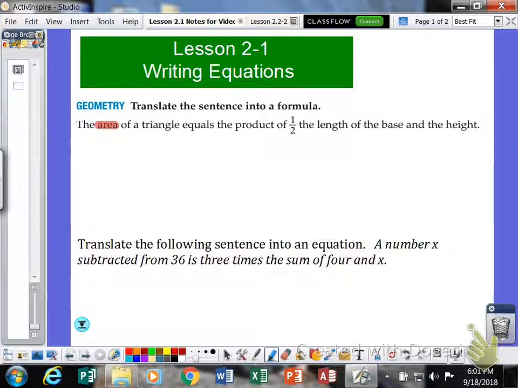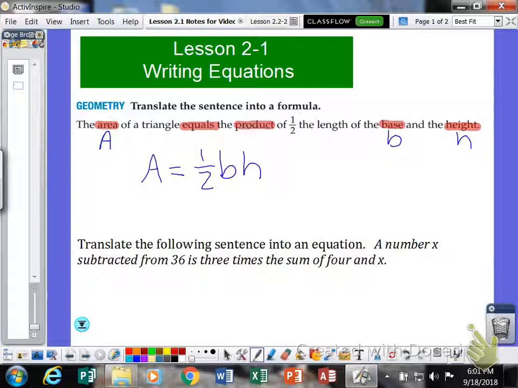Area equals product, base, height. We have some unknowns here. The area is unknown. The base and the height are unknown. So when we put this all together, our area is equal to, the product means multiply, so I want to multiply half BH. And that would give me the area of a triangle.